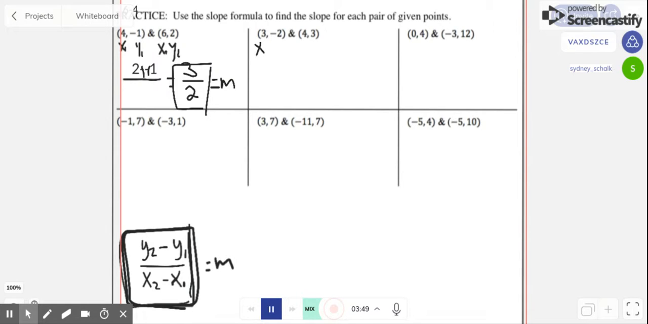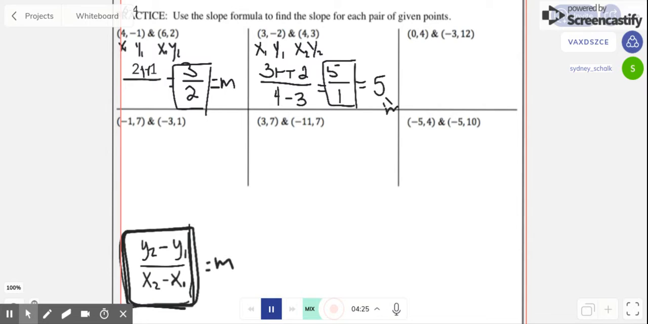Next one, we have 3, which is our x1, first ordered pair, with y1 being -2, x2 being 4, and y2 being 3. Now we have y2, 3, minus y1, -2, over x2, 4, minus x1, which is 3. Once again, the 3 minus -2 becomes 3 plus 2, which is 5. And 4 minus 3 is 1. Well, 5 over 1 is the same thing as just 5, so my slope, in simplest form, is 5.